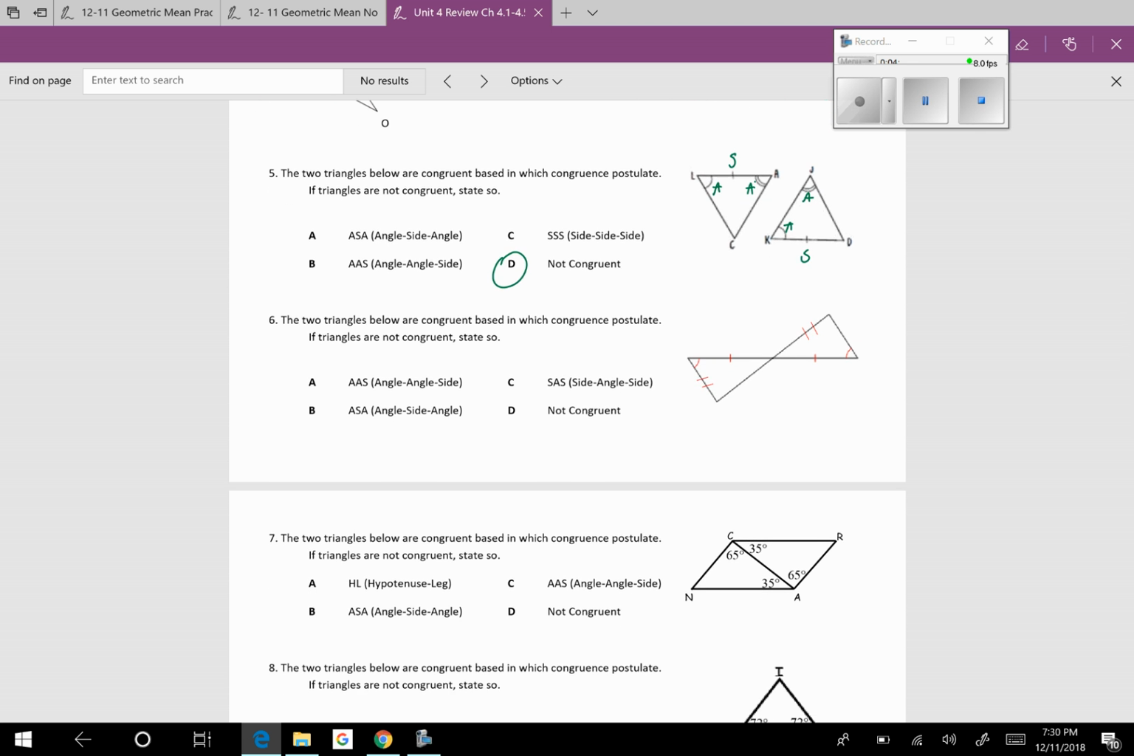All right, number 6. Let's look at this one. So we have one side marked with 2 tick marks. There's the other side marked with 2 tick marks, so that's a side and a side.